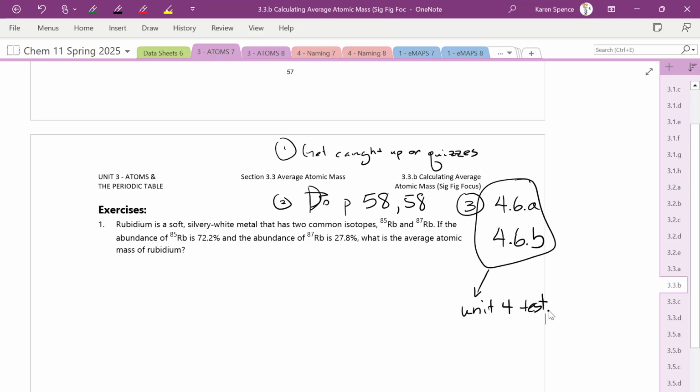So for this one, 85, 87. Yep. And you have to go with very few sig figs. Yep. So I kept on writing from it.